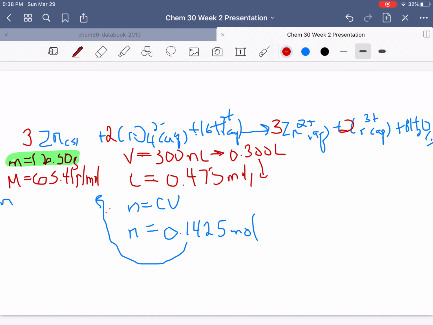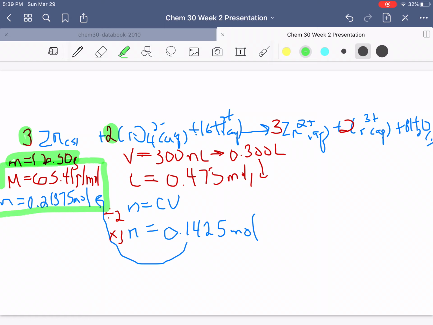So first step with the ratio is divide by 2. Second step with the ratio then is times by 3. So literally take on your calculator, 0.1425 divided by 2. Then get that answer and times it by 3. Use the mole ratio to help you. And when you go through that, you're going to get an n equal to 0.21375 moles.